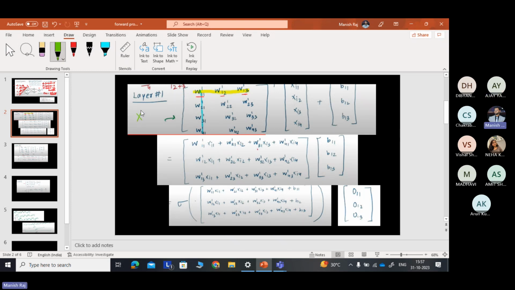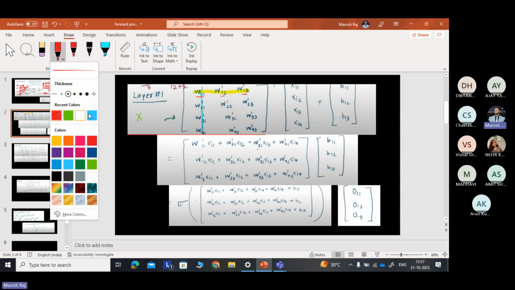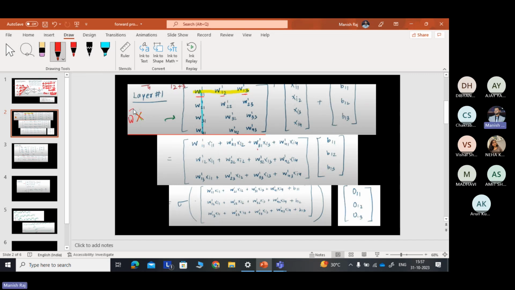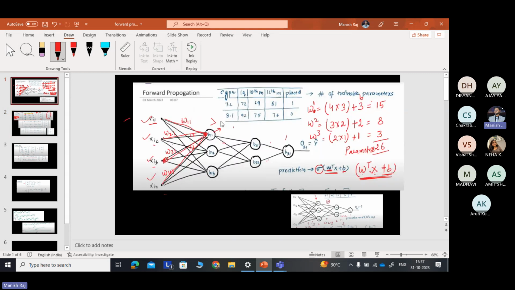So this is the input. Now the equation is like that, W transpose X plus B. So we are transposing that part and putting the input values. The input values given to you are xi1, xi2, xi3, and xi4. After that, you can add the bias. We are talking about the first layer only, up to this part till now.